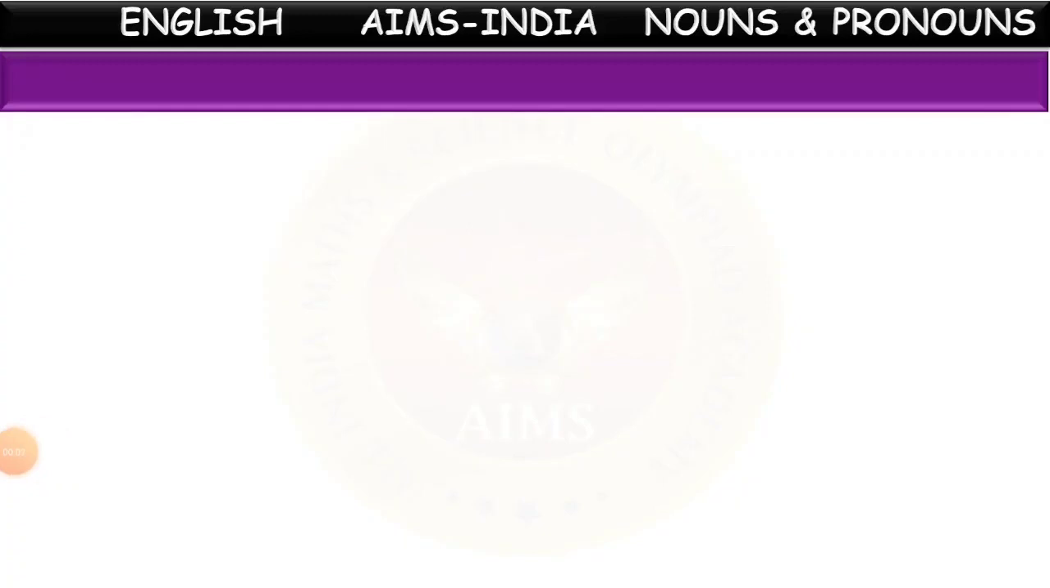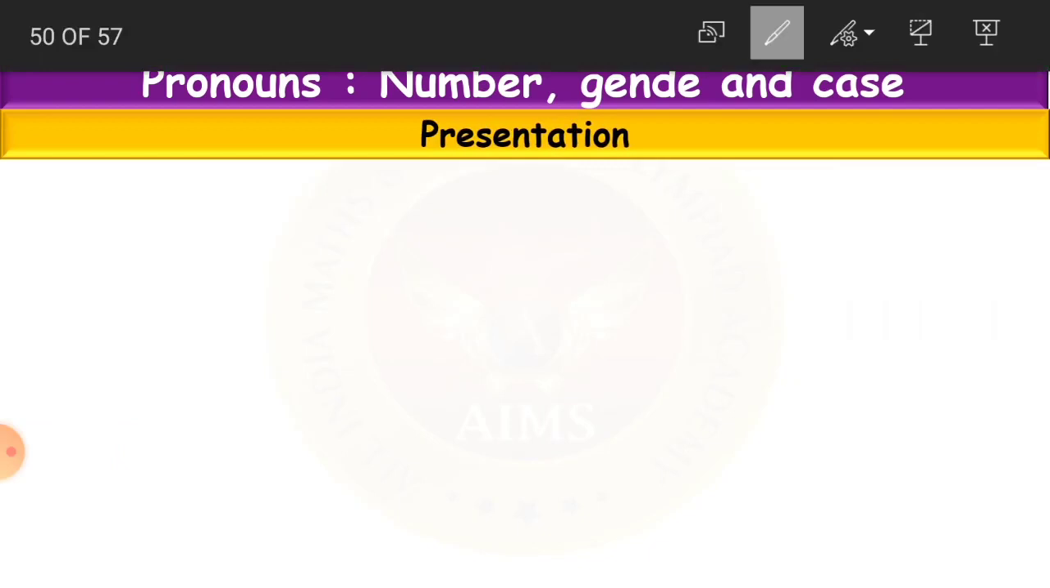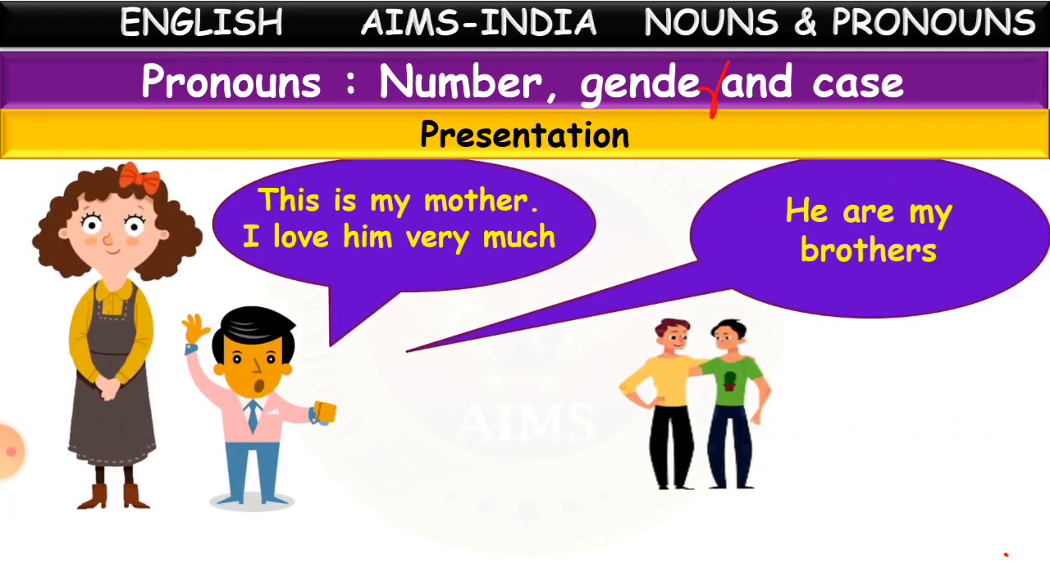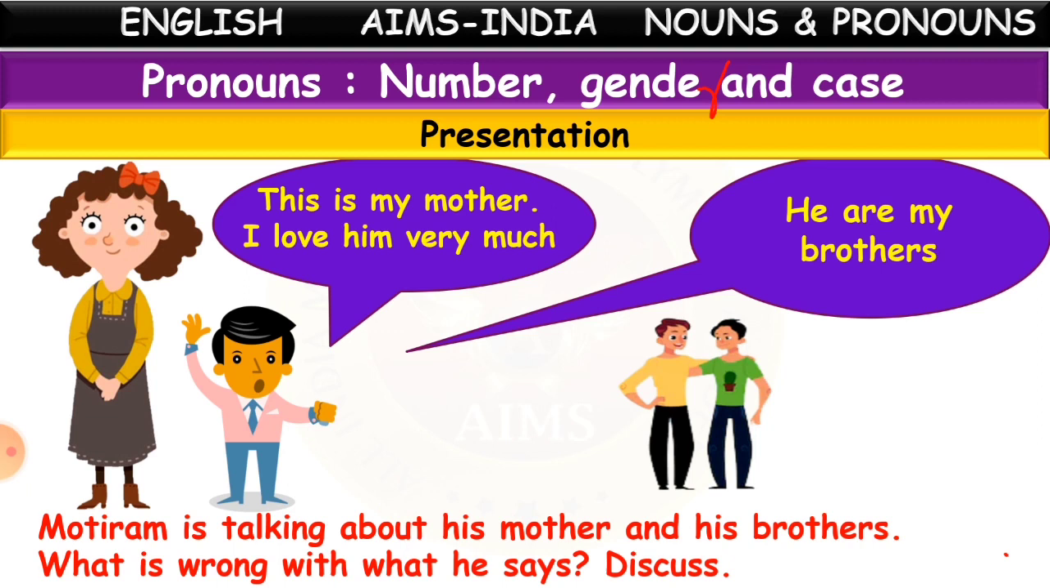Children, I hope you are clear with all the kinds of pronouns, and now let us learn something more about pronouns: number, gender and case. So here we have a picture presentation. There are some words. Let us read it aloud. This is my mother. I love him very much. So this boy is telling here, this is my mother, I love him very much.